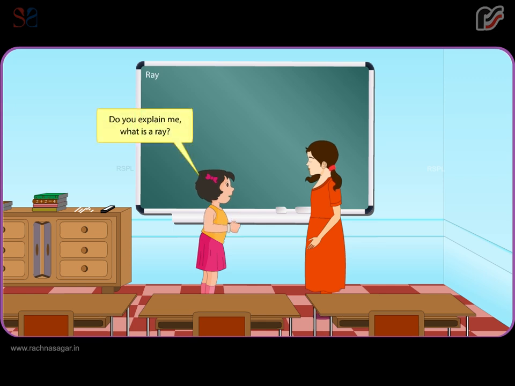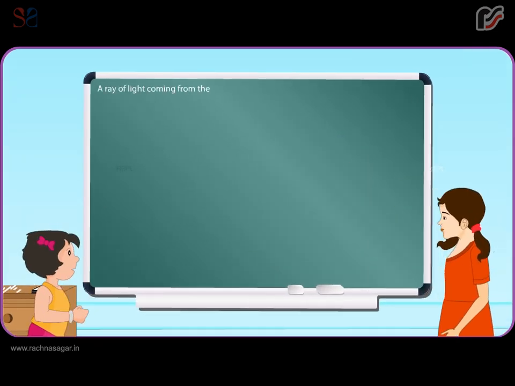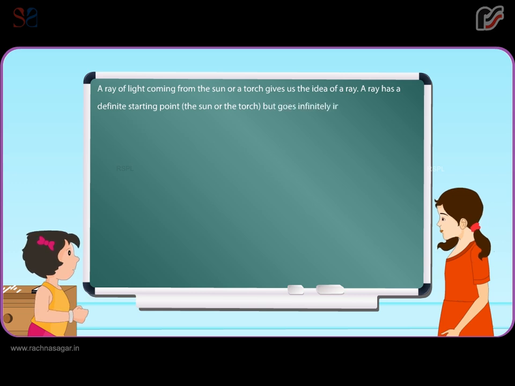Ray. Can you explain to me what is a ray? Yes. A ray of light coming from the sun or a torch gives us the idea of a ray. A ray has a definite starting point, the sun or the torch, but goes infinitely in the other direction.